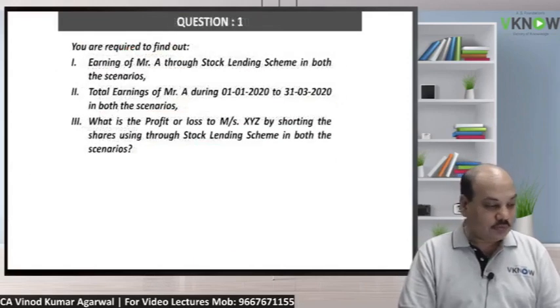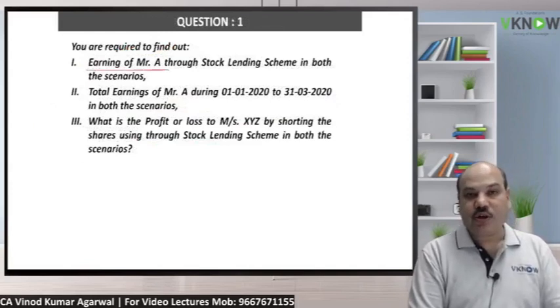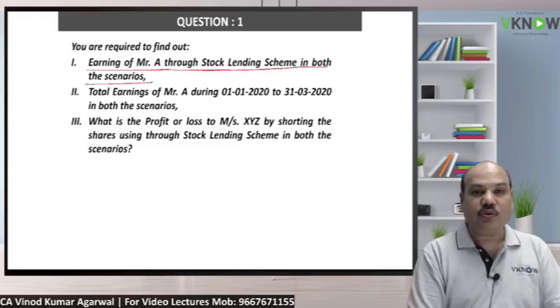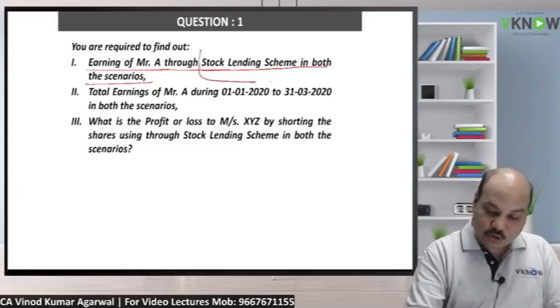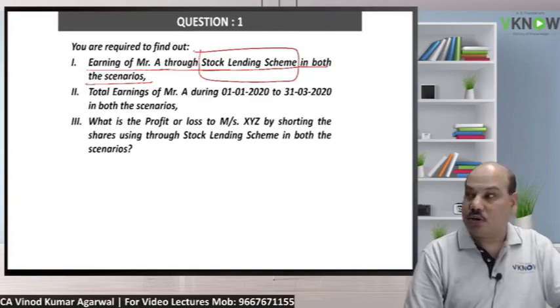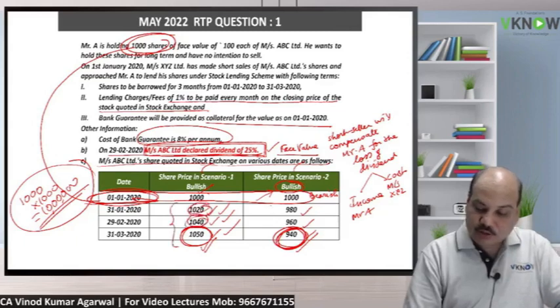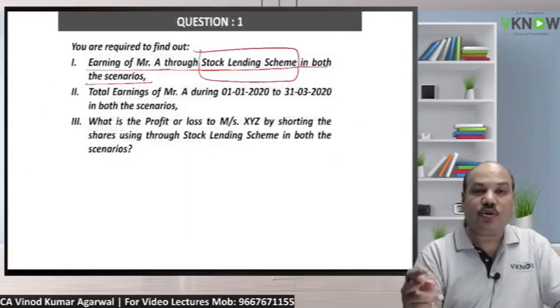Now what is the question? Question number 1, you are required to find out the earnings of Mr. A through stock lending scheme in both the scenarios. Earnings of Mr. A through stock lending scheme. So how much stock lending charges will he earn? That is very simple. You just have to multiply the share prices by 1%. Can you see share prices here? You have to multiply by 1%. That will be the income from stock lending.